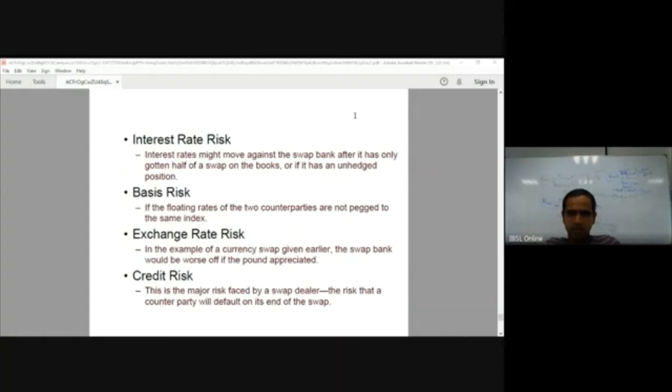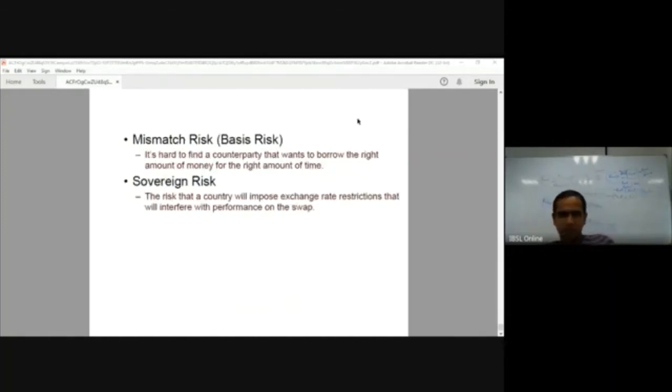Basis risk, if the floating rates of the two counterparties are not pegged to the same index. Exchange rate risk, in the example of a currency swap given earlier, the swap bank would be worse off if the pound appreciates. Credit risk is the major risk factor faced by swap dealers, the risk that a counterpart will default, right? So all of these risks, interest rate risk, basis risk, exchange rate risk, and credit risk. Okay, so these are the basic risks that we all know.